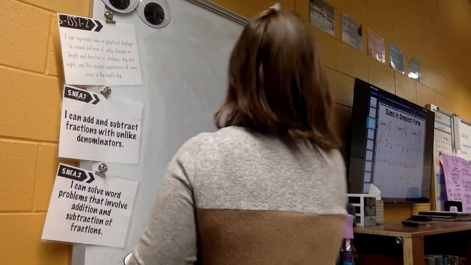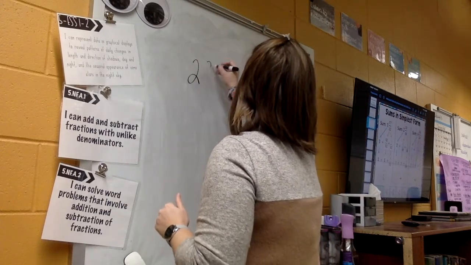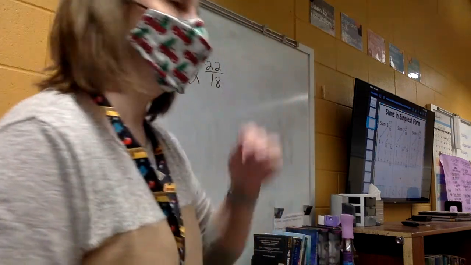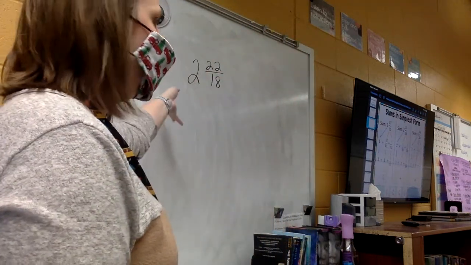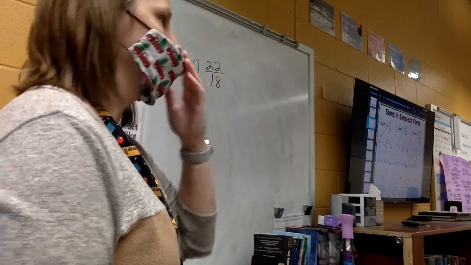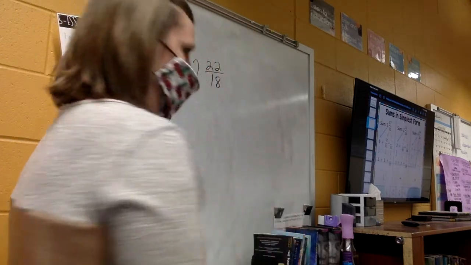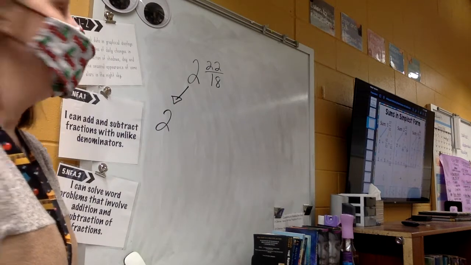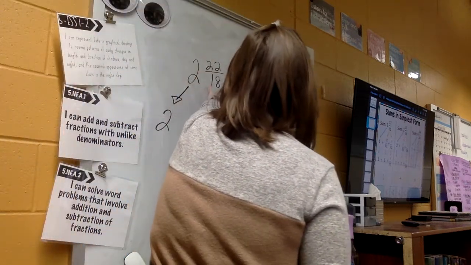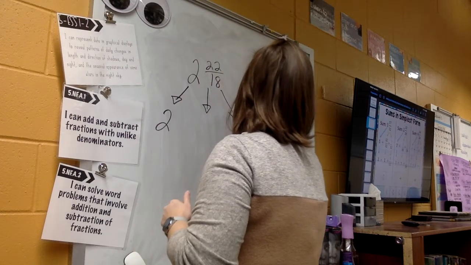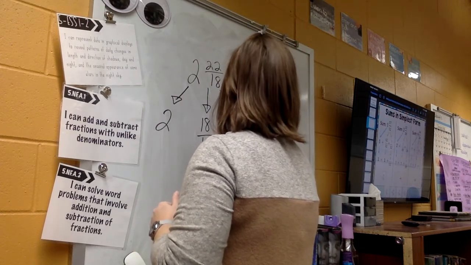So we have 2 and 22/18. Again, I have a whole number and an improper fraction. So I'm going to bring the whole number down. What's my 1 whole going to be from here? 18 over what? 18. 18 over 18.